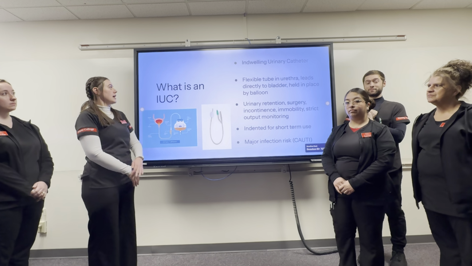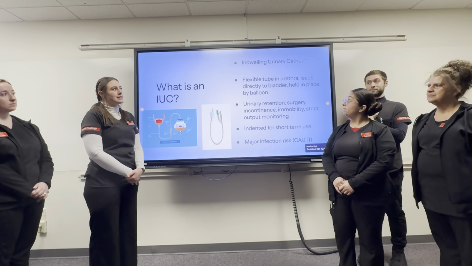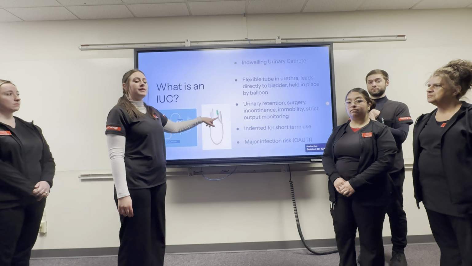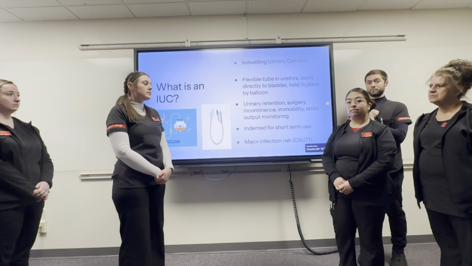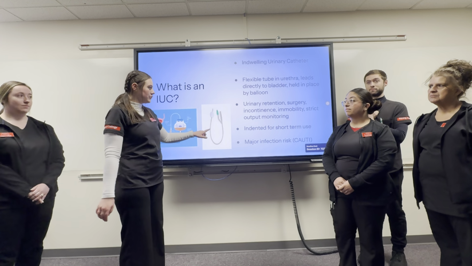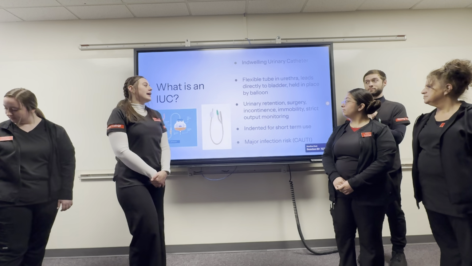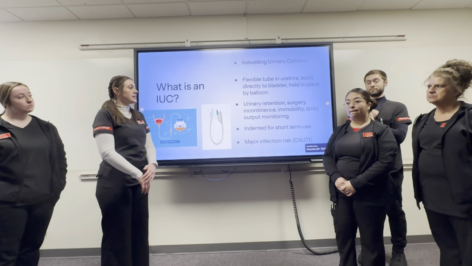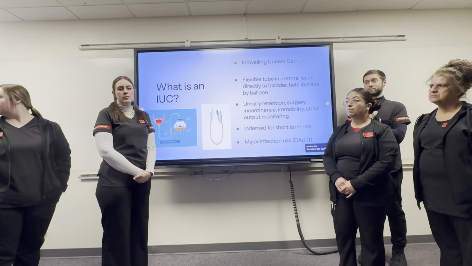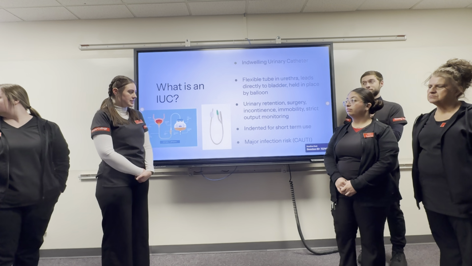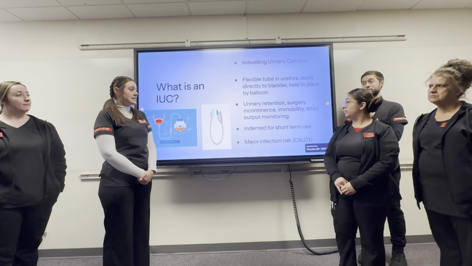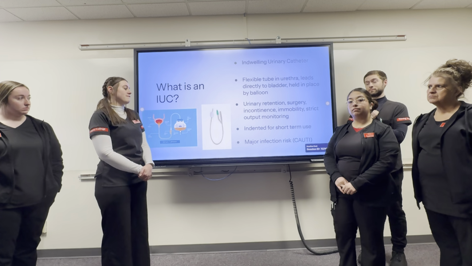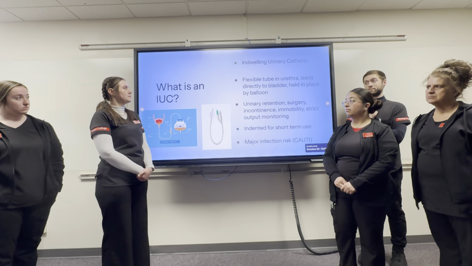All right, so we're just gonna start off with a couple definitions. To start, what is an IUC? It is an indwelling urinary catheter. It is a flexible little tube that goes into the urethra, leads up to the bladder, and is held in place by a little balloon, as you can see in this picture here. It's often used for urinary retention, long surgeries, incontinence, immobility, or strict I&O measurements. It is intended for short-term use because there is a major infection risk like CAUTIs.